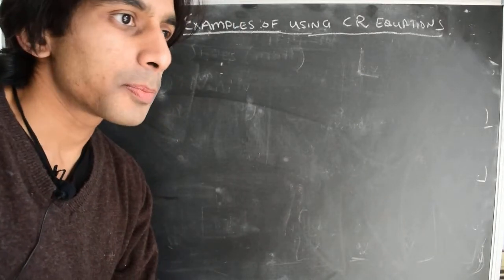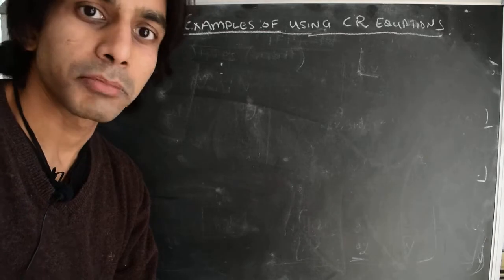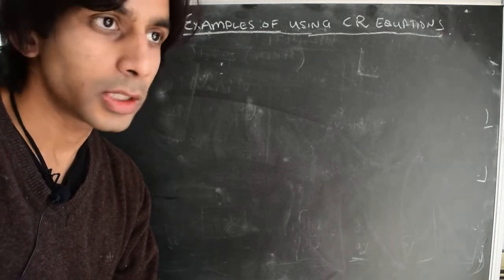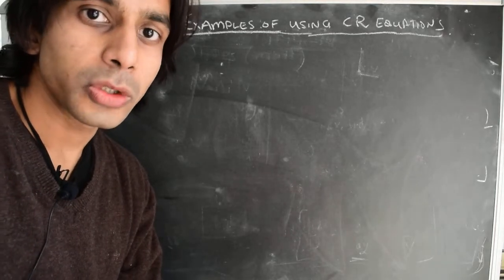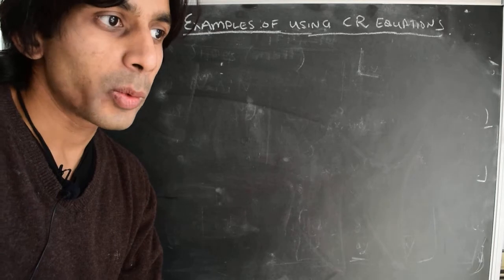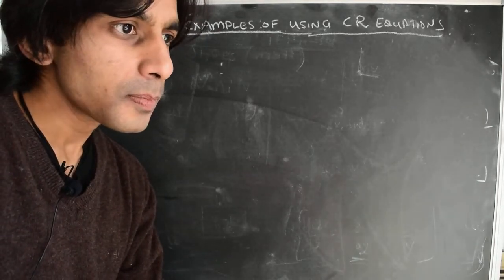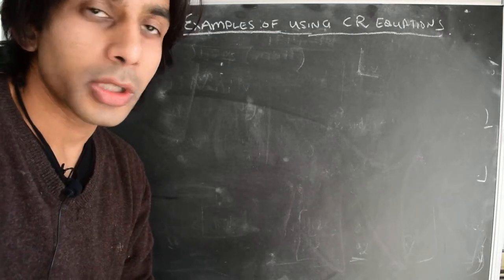Hi there. So in the previous videos, we have derived the Cauchy-Riemann conditions using two different ways of arriving at the Cauchy-Riemann equations. Let's do a couple of examples of how to use the Cauchy-Riemann equations to determine whether a given complex function is analytic or not.